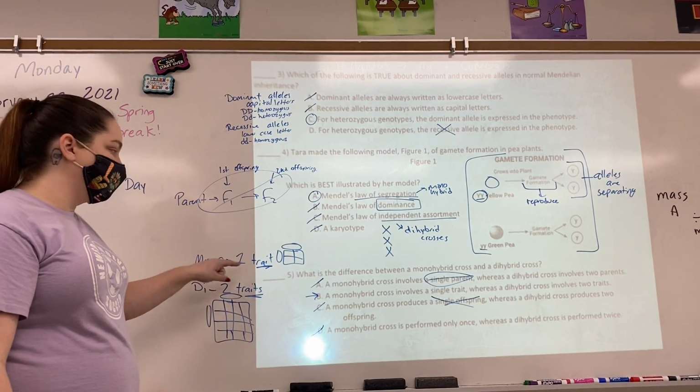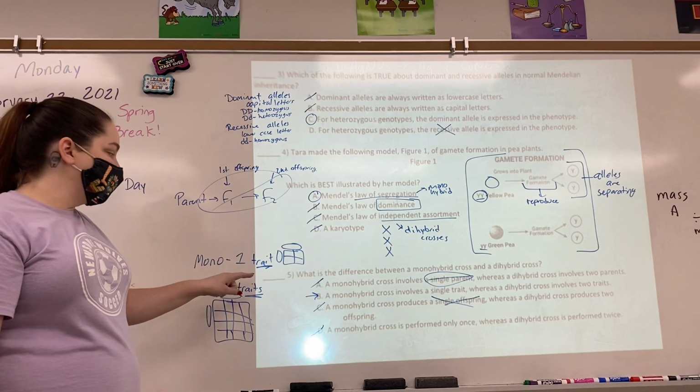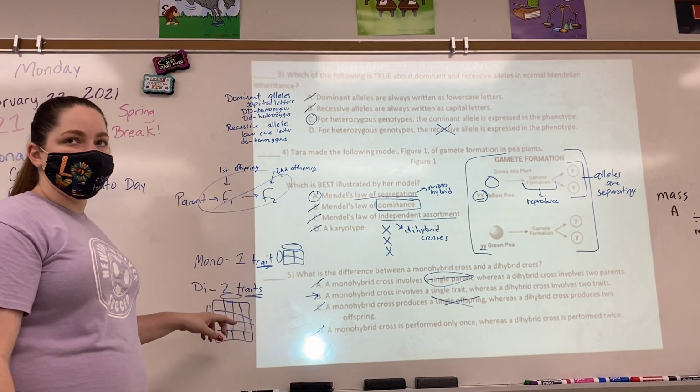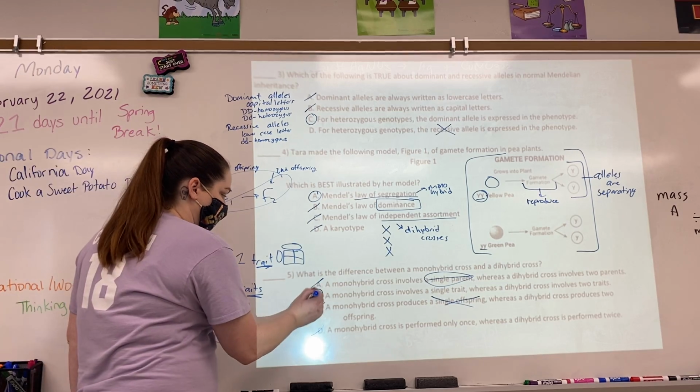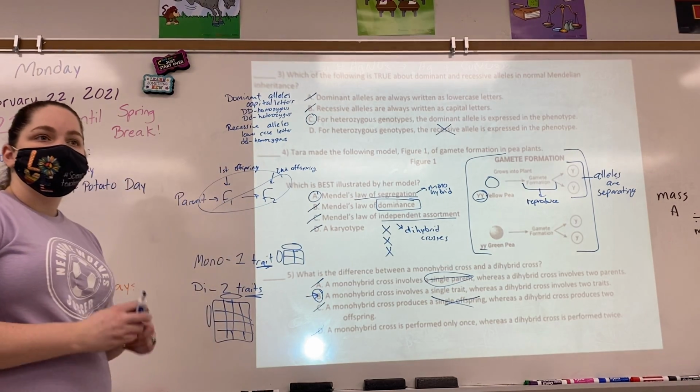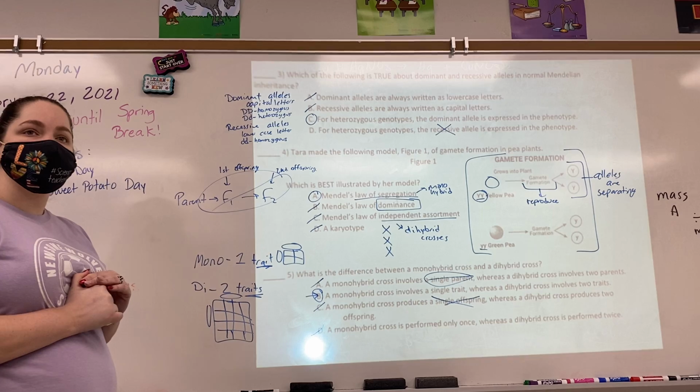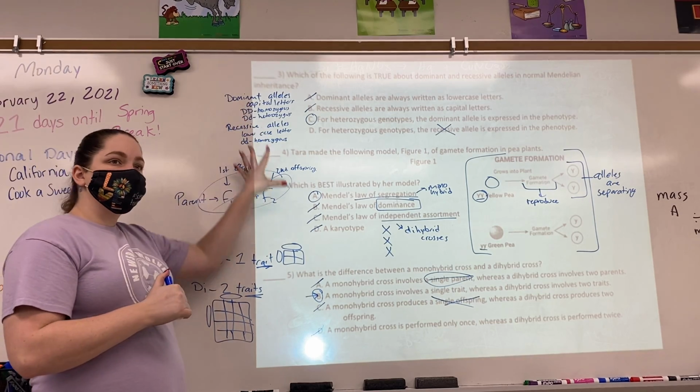One cross between two parents. A monohybrid cross is for one trait. A dihybrid cross is for two traits. So B is your correct answer. Any questions on those before we go to the back?